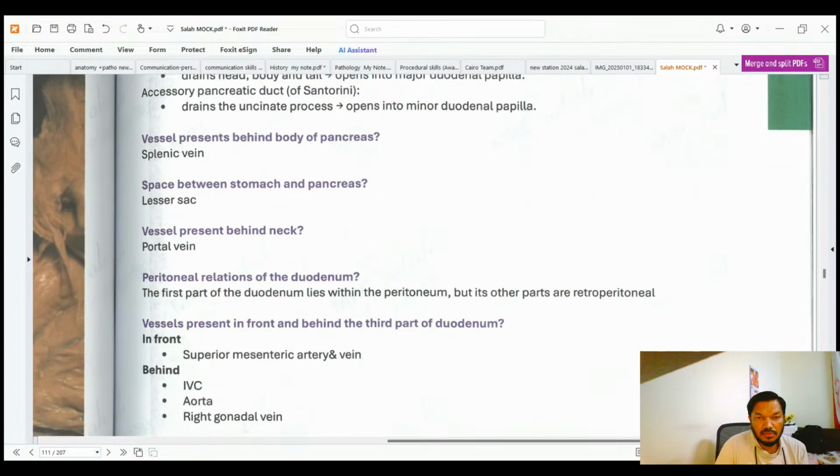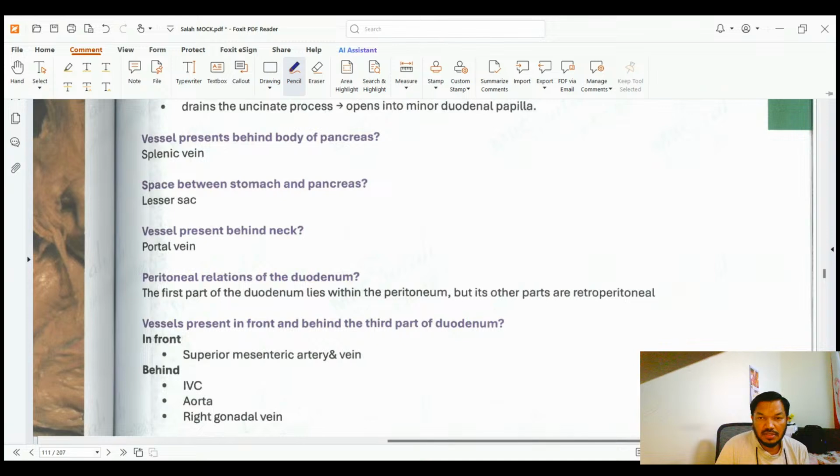Peritoneal relation of the duodenum. The first part of the duodenum lies within the peritoneum, but its other parts are retroperitoneal.